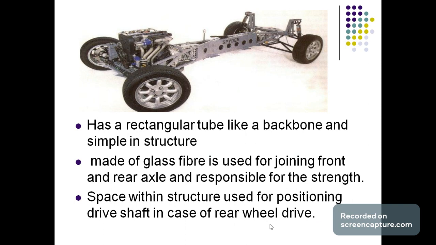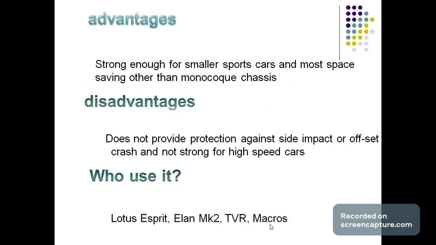The advantage of this type of chassis is that it is strong enough for smaller sports cars and more space saving than the monocoque chassis. The disadvantage is that it does not provide protection against side impact or offset crash and is not strong enough for high speed cars. It is used in Lotus Esprit, Elan MK2, and TVR.